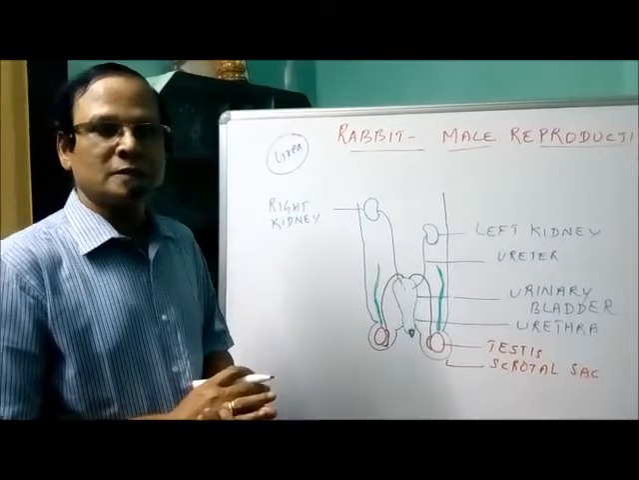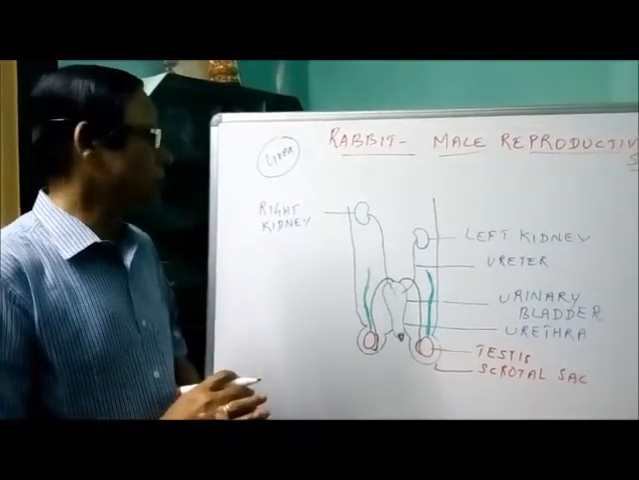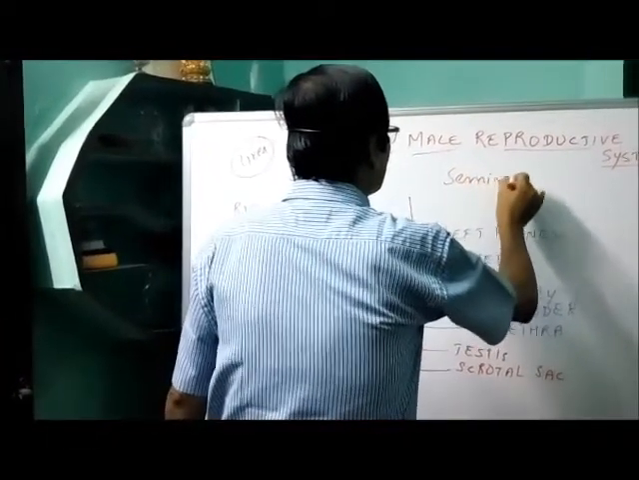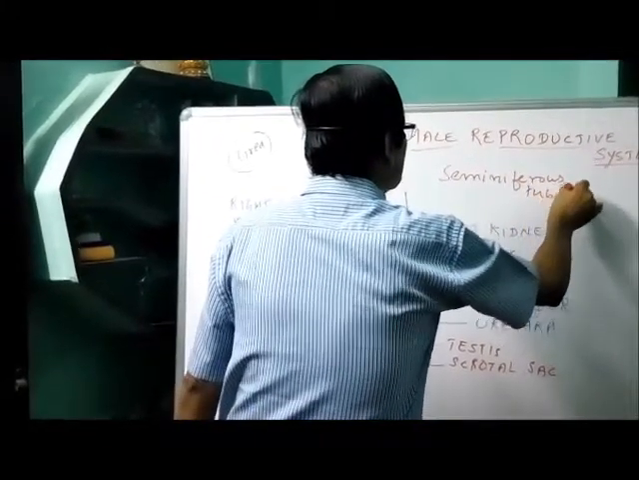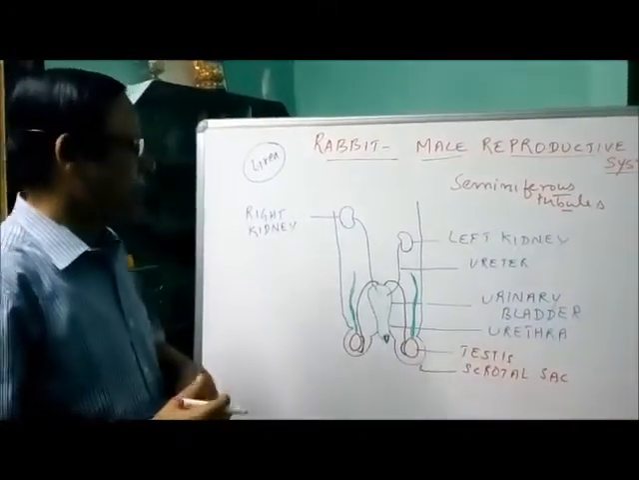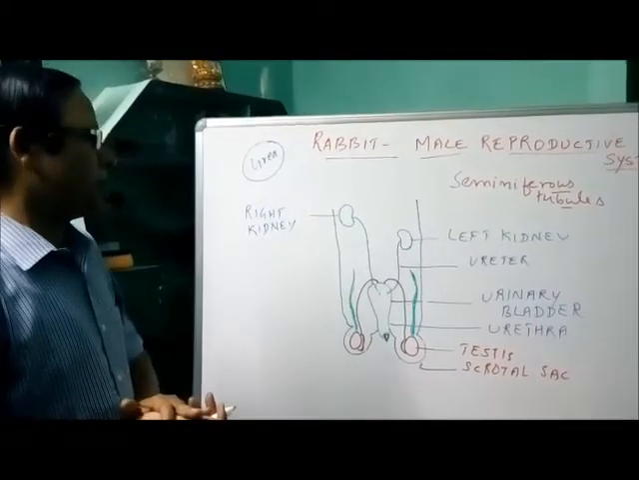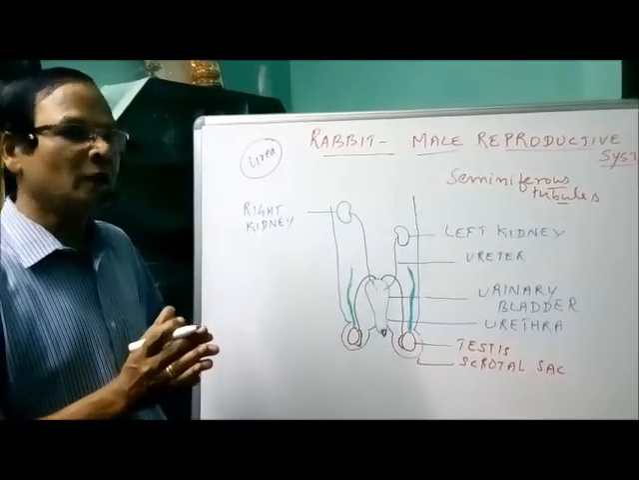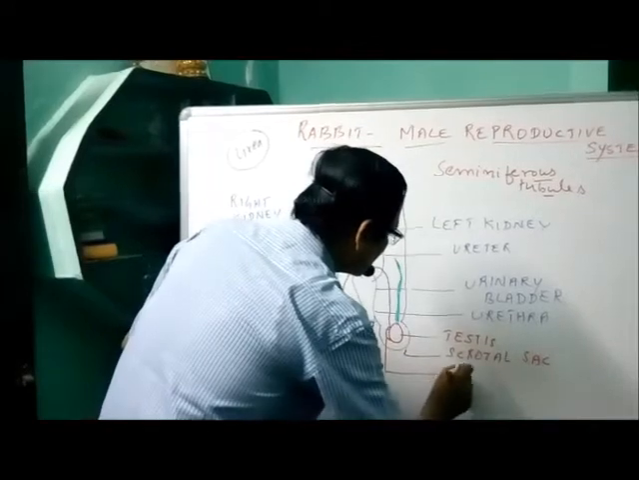Now each testis is made up of numerous fine tubules. The tubules are called seminiferous tubules. This is the unit of the testis, and that is the place of formation or production of spermatozoa. And all these seminiferous tubules join together to form a highly coiled tubule, and this is called the epididymis.